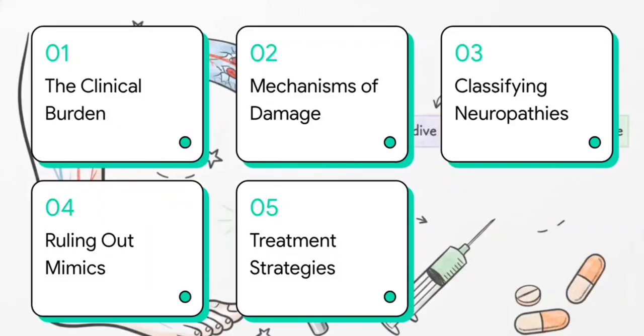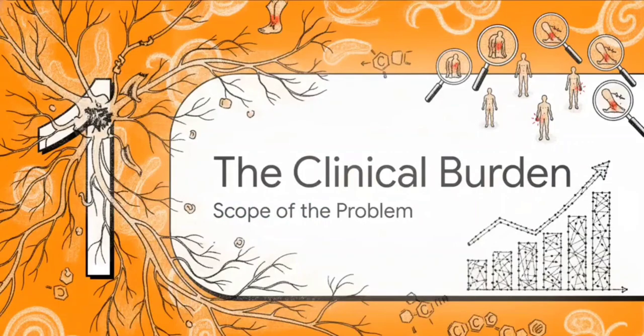Here is our roadmap for today. First, we'll look at the clinical burden. Second, the mechanisms of nerve damage. Third, classifying diabetic neuropathies. Fourth, ruling out mimics. And fifth, comprehensive treatment strategies. All right, let's start with Section 1, the clinical burden.